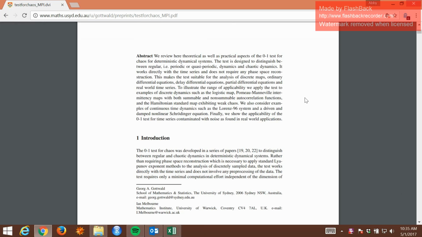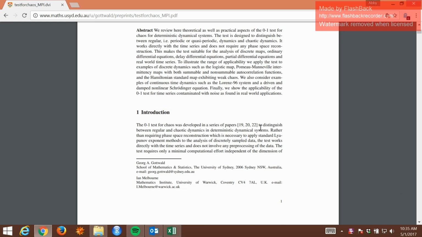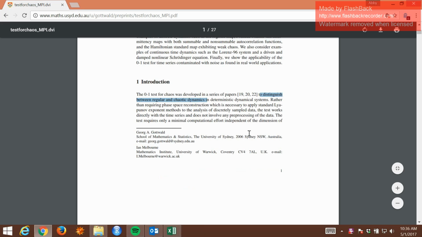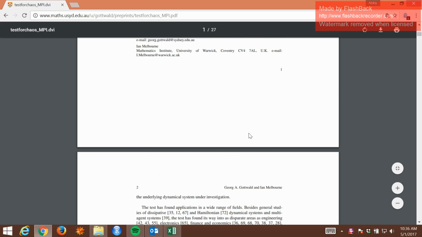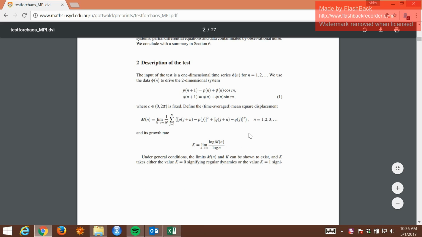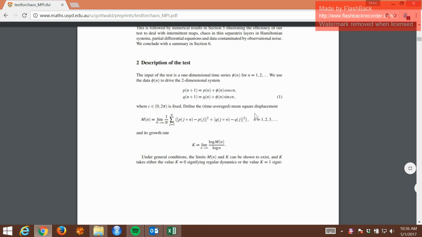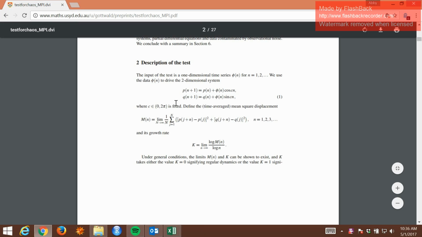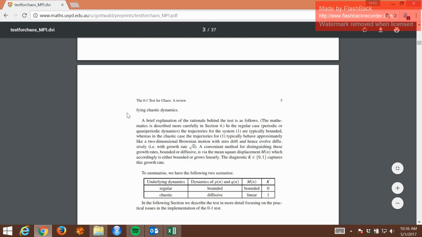But I want to point out a few things about the 0-1 test. What this really does is distinguish between regular and chaotic dynamics. It's used a lot for things that are not one-dimensional, stuff like ordinary differential equations and recursion equations. What this does is it inputs a one-dimensional time series to drive a two-dimensional system. Here we see p and q. And then we define the mean squared displacement M(n) and its growth rate, which is K, the limit of the log of M(n) over the log of n. So that's how the test works.